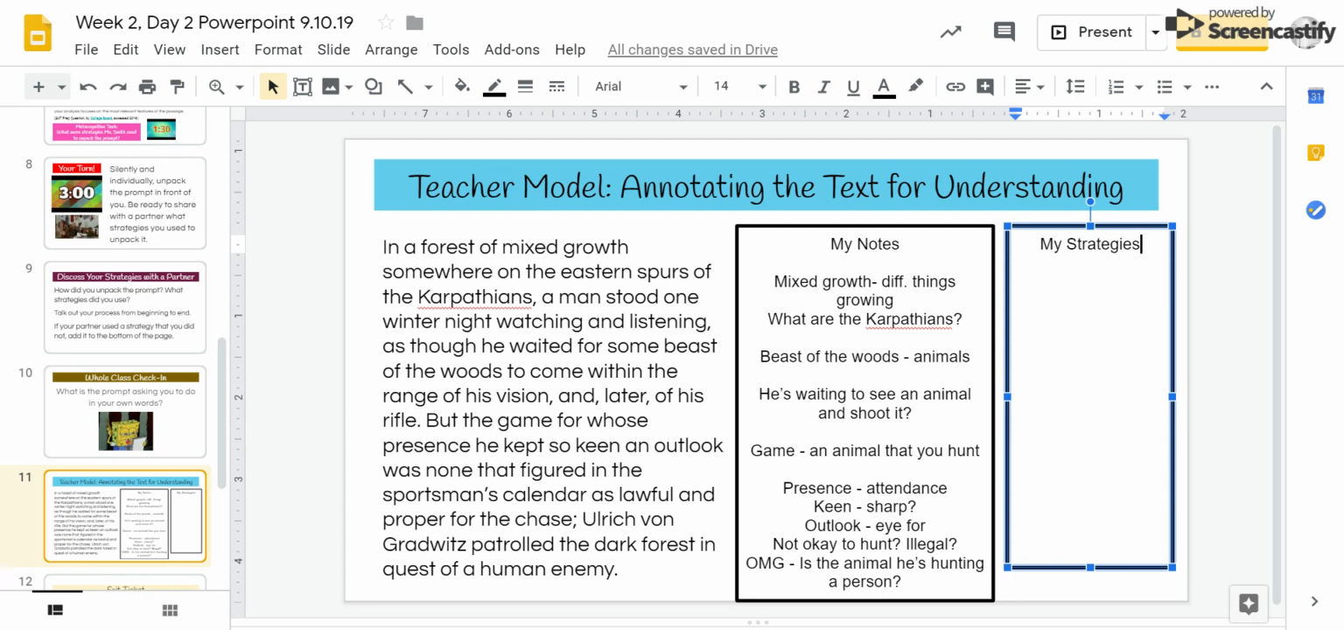So that's what you're going to do in my notes. Just write down whatever you're thinking. If you want to put notes in the text, that's okay too. But I really like writing some questions down and some summaries down. So in the My Strategy section, you're going to write down what you did when you were writing your notes. Like I rephrased some things like mixed growth right away. I rephrased some words that were awkwardly phrased or really old-fashioned.